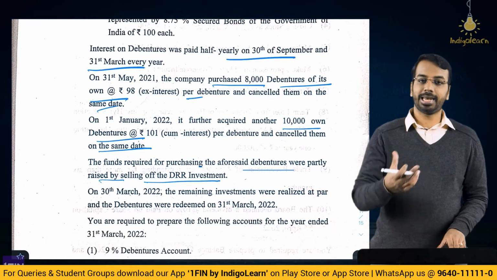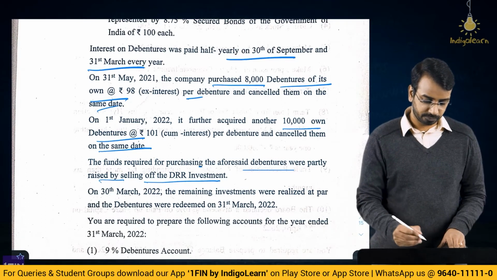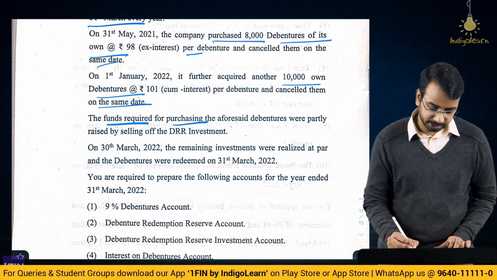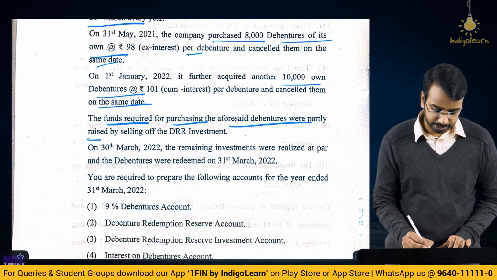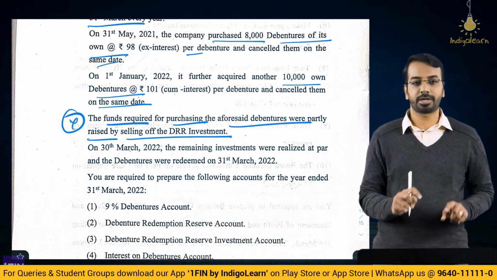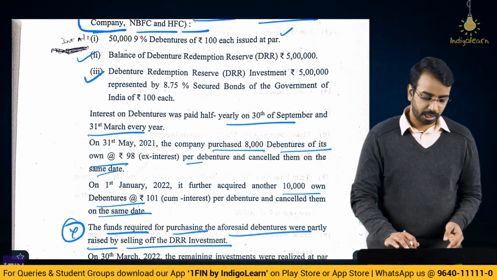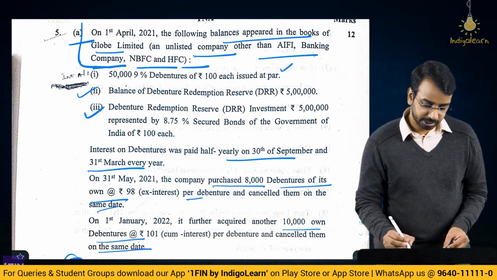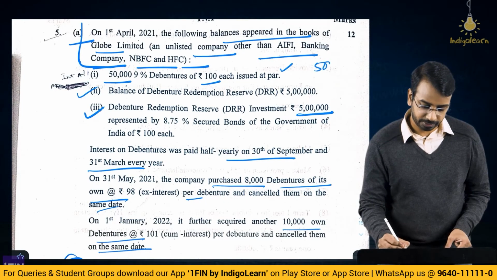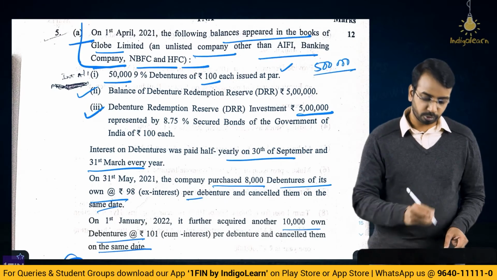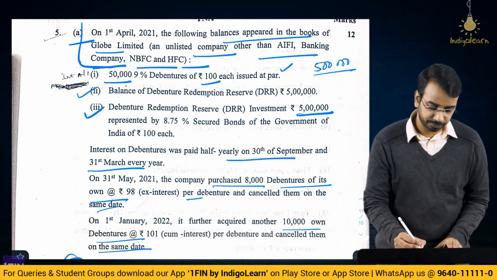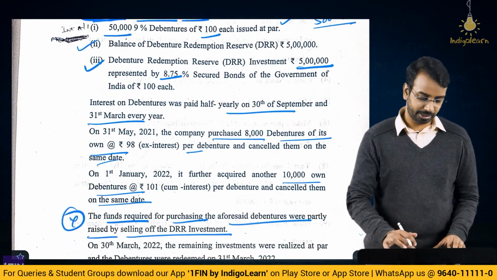So, to get the funds, they have sold off the DRR investments. Now, these kinds of places are where the institute tries to trick students. One thing is, here if you see, the investment is 5 lakhs and 50,000 into 100 is also 5 lakhs, right? So you can assume that a proportionate portion of those debenture redemption investments has been sold, and obviously you will also get the interest part on that, right?